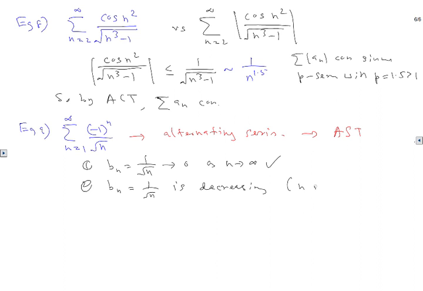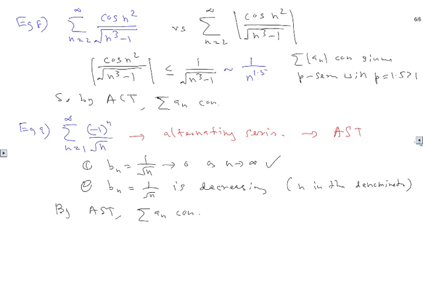Because n is in the denominator, that's the reason. That grows faster. So by the alternating series test, the original series converges. Very easy, it takes like 1 or 2 minutes. And then let's do the last two.